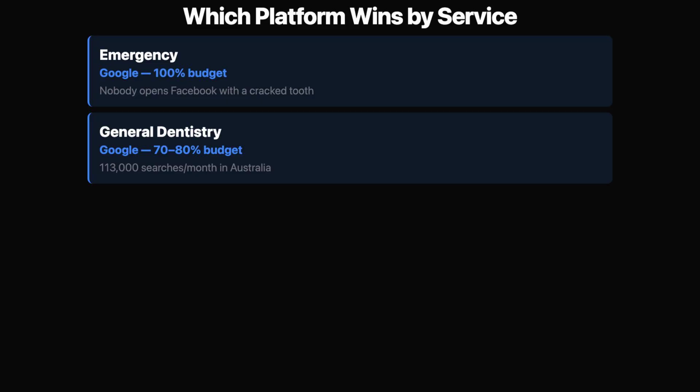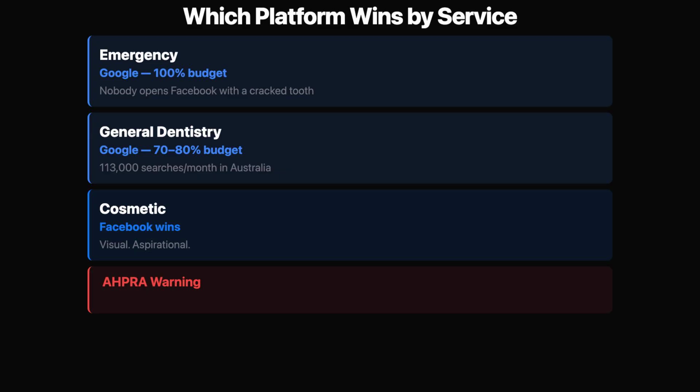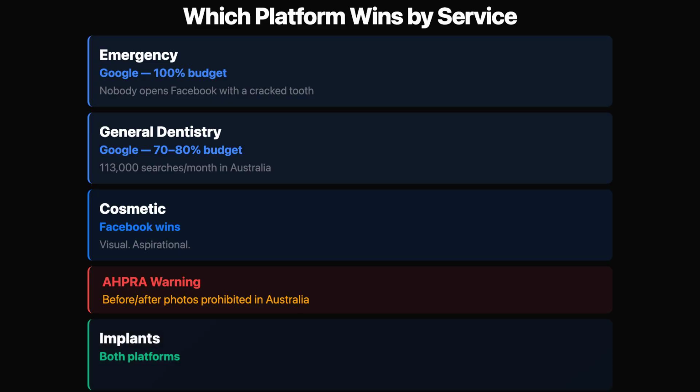Now cosmetic services, this is where Facebook starts winning. Teeth whitening, veneers, smile makeovers. These are aspirational. Visual. Nobody wakes up and searches veneers near me. They see a before and after on their feed and think I want that. Except, if you're in Australia, you can't use before and after photos. AHPRA prohibits it. And you can't use patient testimonials either. So two of Facebook's most powerful tools for cosmetic dentistry are completely off the table for Australian practices. That's a significant disadvantage.